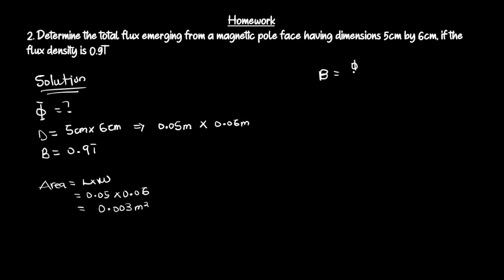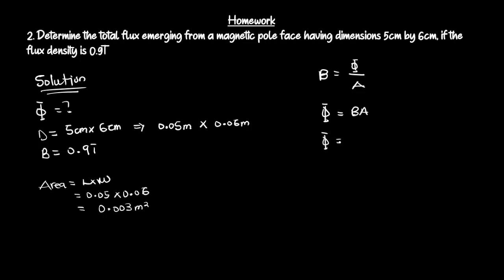Okay, so now that we have the area, we know that the magnetic flux density B is equal to the magnetic flux phi over the cross-sectional area, or just the area. So if we want to find phi, the magnetic flux, we make flux the subject by cross multiplying, and we'll have phi is equal to BA or AB.